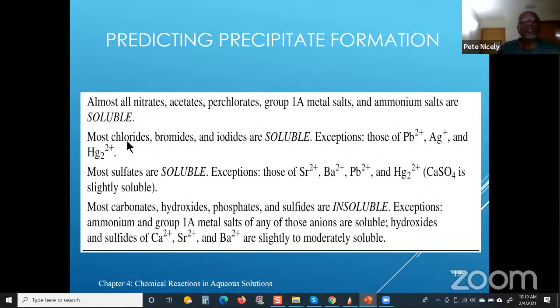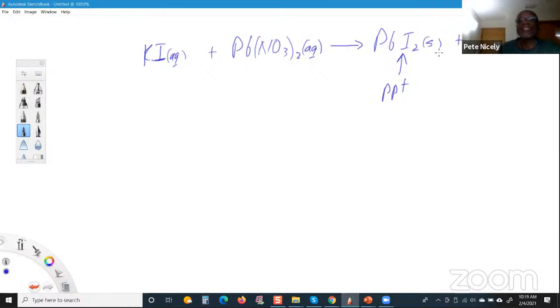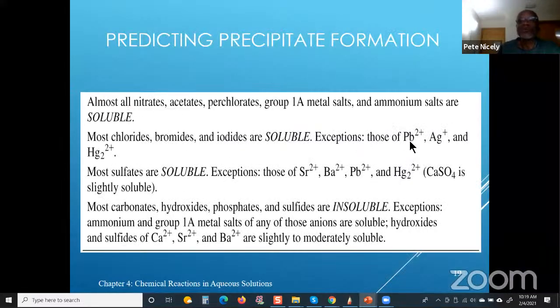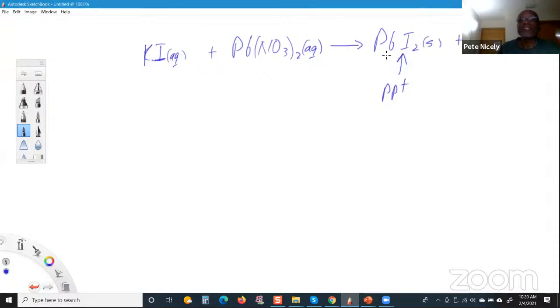Let's look at the second line. It says most chlorides, bromides, and iodides are soluble, with the exceptions of lead 2 plus, silver plus, and mercury 1, all right? So any ionic compound which meets this criteria will be soluble, excepting any chloride, bromide, and iodides of these ions. And that's the reason why I knew that, going back to this, lead 2 iodide is a solid, because the chart says the exception would be lead 2 plus of any iodides, right? So lead 2 iodide would be a solid. It will not dissolve in water. And that's the reason why I put S here, right?